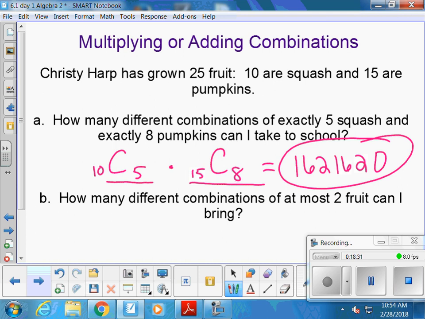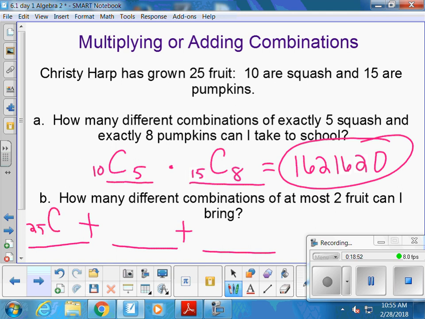And then this is very similar to the Shakespeare one. How many different combinations of at most 2 fruit could I bring? So I could bring 2, or I could bring 1, or I could bring none. So the word "or" means to use that plus. I might do one or the other. So how would I set this one up?